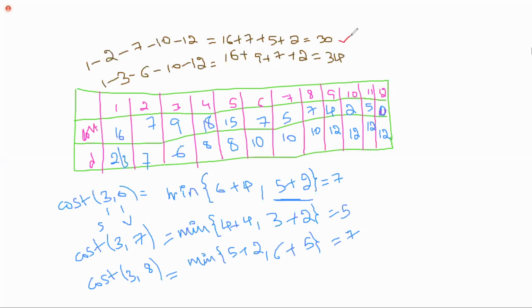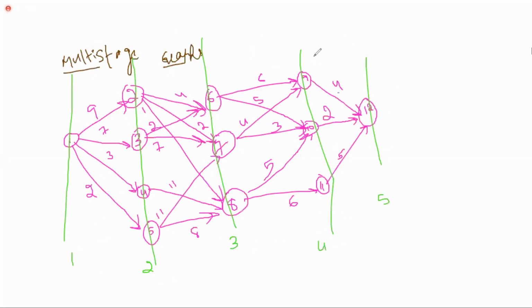1 to 12 via 30 is the minimum one. This path I can choose. This is the minimum path, so I'll draw it in the graph. First, where am I moving? 1 to 2. From 2 to 7, 7 to 10, and 10 to 12. This is what I got, the minimum path: 1 to 2, 2 to 7, 7 to 10, and then 12. Now you tell me, is it the forward approach or the backward approach?